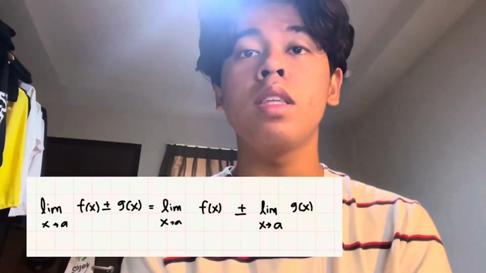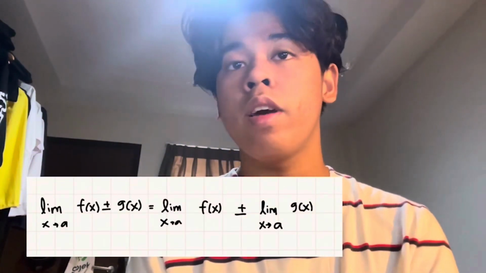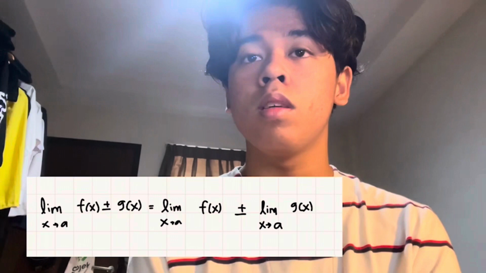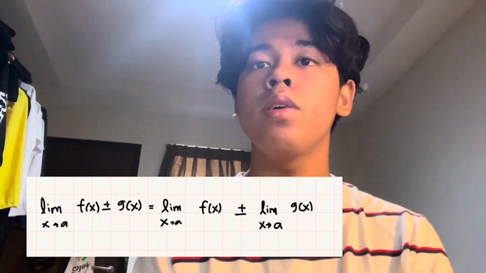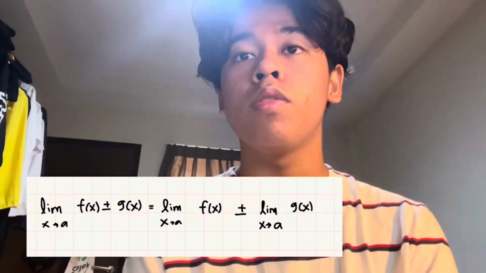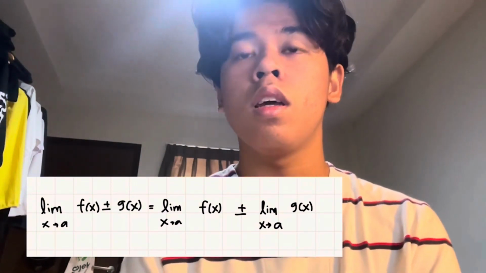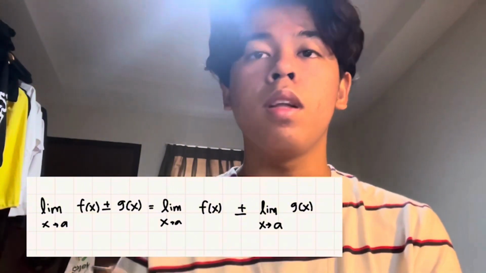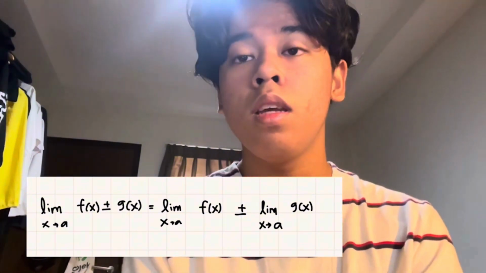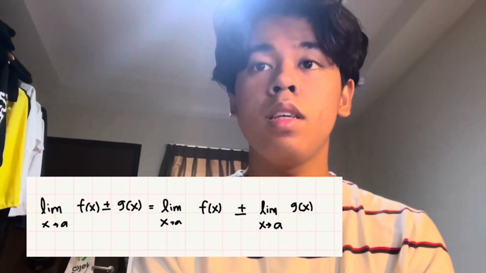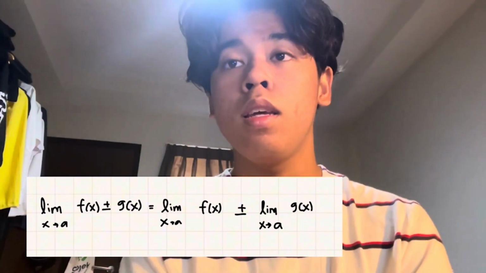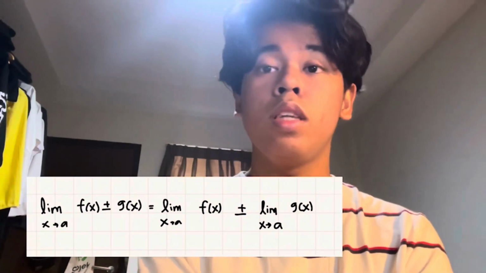So the next one is the third form of the theorem limits. The third form or third type is limit x approaching a of f(x) plus or minus g(x) is equal to... in here you can separate the limits of function f(x) and function g(x), so it's going to be limit x approaching a of f(x) plus or minus limit x approaching a of g(x).